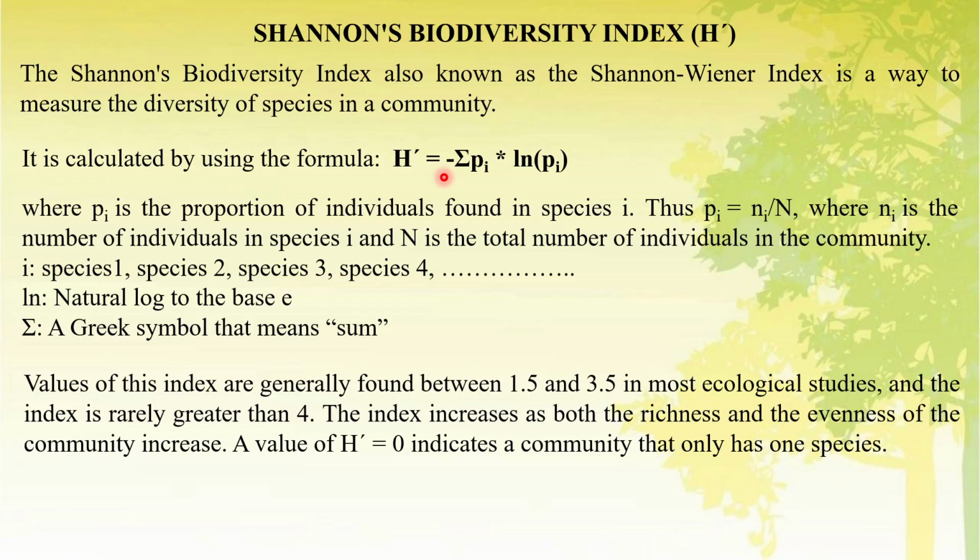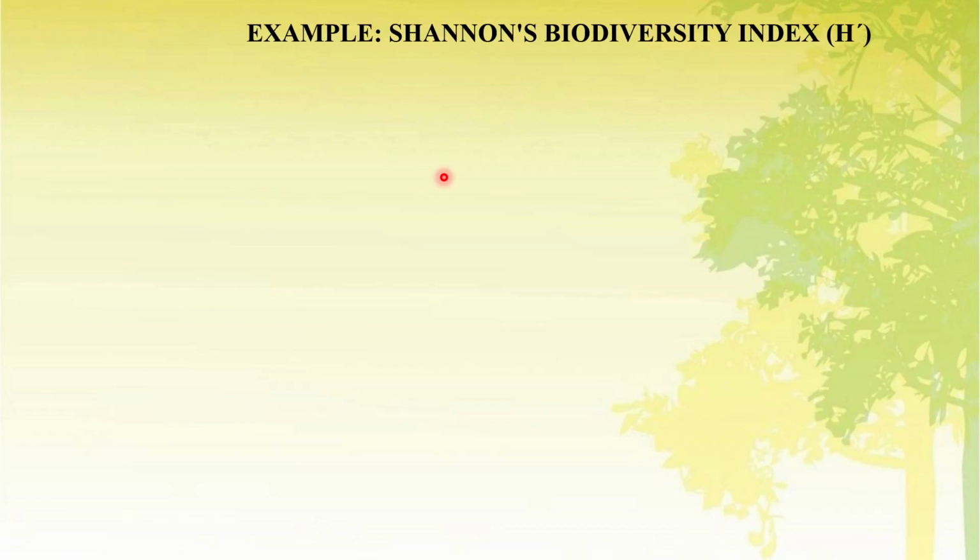Generally, the value of this index is found between 1.5 and 3.5 in most ecological studies, and the index is rarely greater than 4. The index increases as the richness and evenness of the community increase. If the value of H' is equal to 0, it indicates that the community has only one species. I will discuss it in a later course.